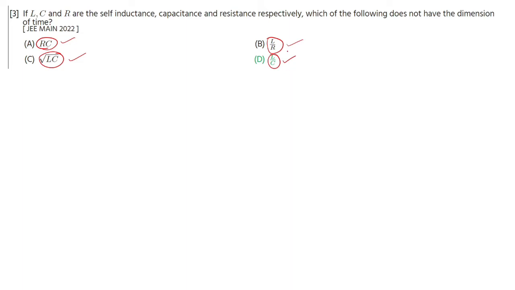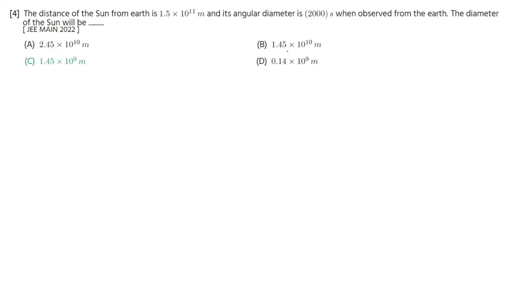Okay, next question. As we already discussed this in the class, I am not repeating the same thing again. Okay, next one. The distance of the sun from the earth is 1.5 into 10 power 11 meter, and its angular diameter is 2000 seconds when observed from the earth. The diameter of the sun will be?